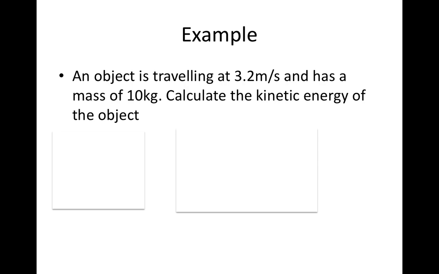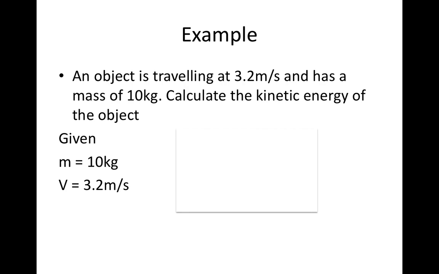Here's an example. An object is traveling at 3.2 meters per second and has a mass of 10 kilograms. Calculate the kinetic energy of the object. So we start by writing out the given information. Always write the word given and then write down the variable and what value it has for any information from the question that you can find.